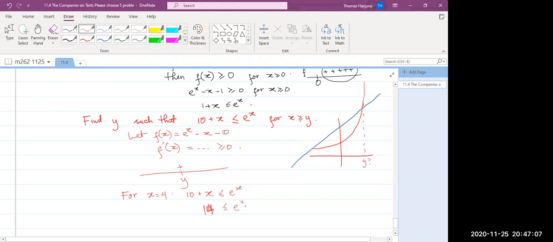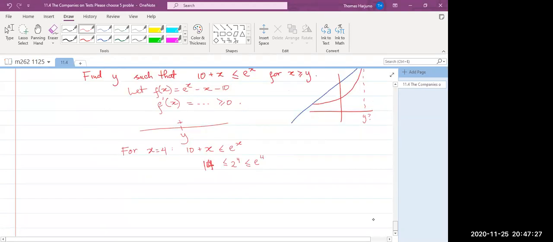e to the 4, this is greater than 2 to the 4, which is less than e to the 4. Is it right? Yeah, e is 2.7 something. For x equals 2, I know that 12 is still not less than e squared. So our y will be between 2 and 4.